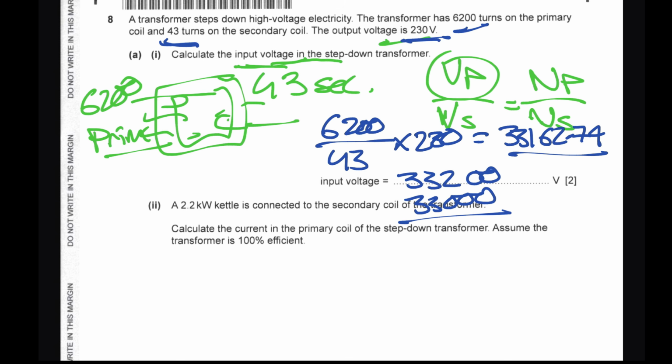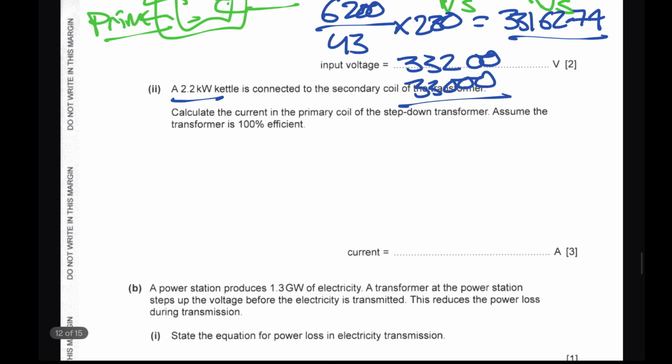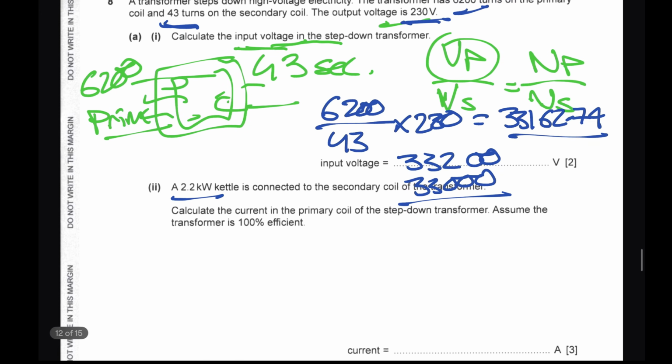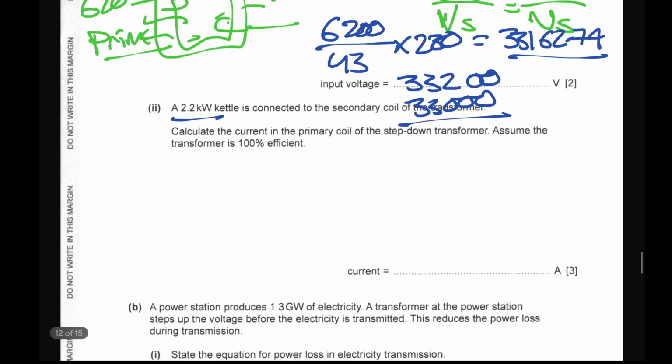That's also fine. A 2.2 kilowatt kettle is connected to the secondary coil of the transformer. Calculate the current in the primary coil of the step-down transformer. Assume the transformer is 100% efficient. So now we use a similar formula, conservation of power. That's what we have to use here. Power in the primary, VP IP, is equal to VS IS.